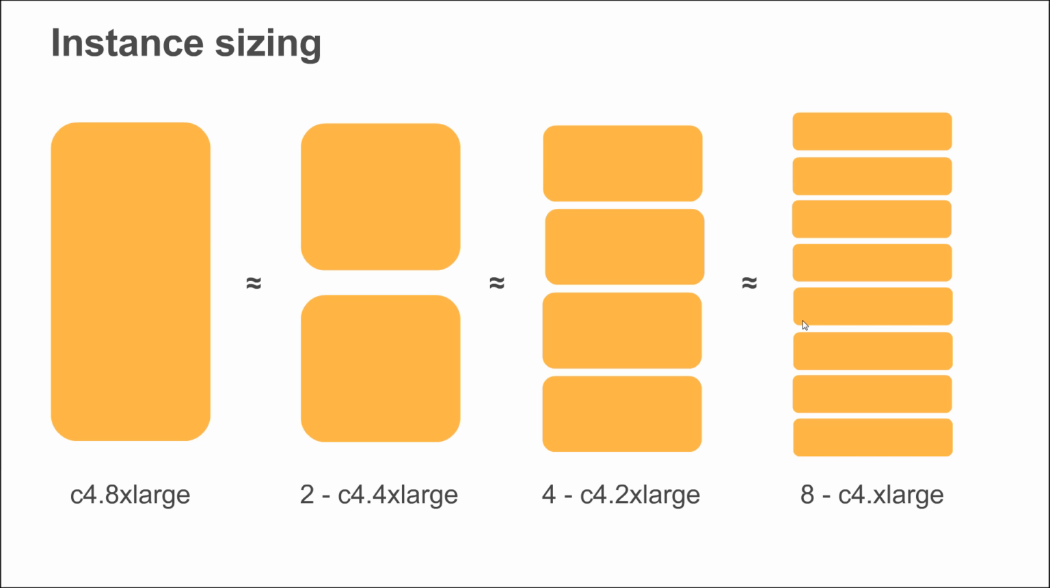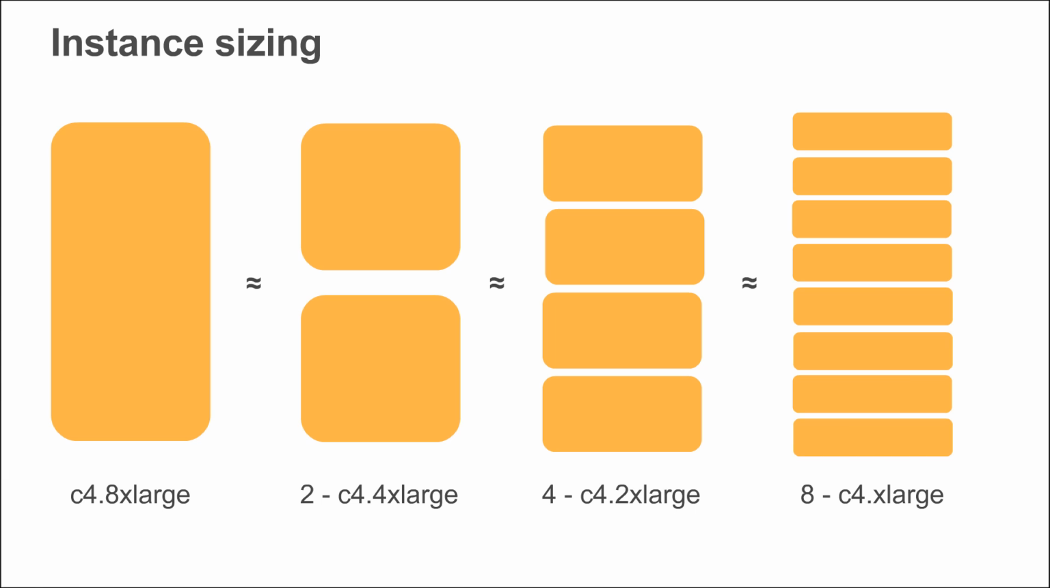So now let's dive into instance sizing. We build our instances in such a way that allow you to scale both vertically and horizontally. So let's take a look at the C4 family on the screen as an example. A C4 8x large instance is the largest C4 instance that's available on AWS, and it's generally suited for instances that require a large amount of compute resources all on a single machine.